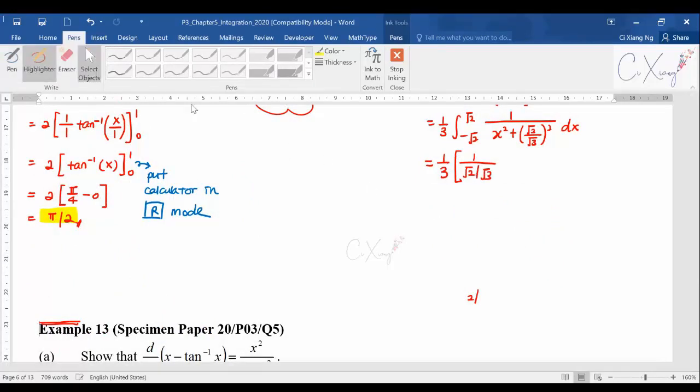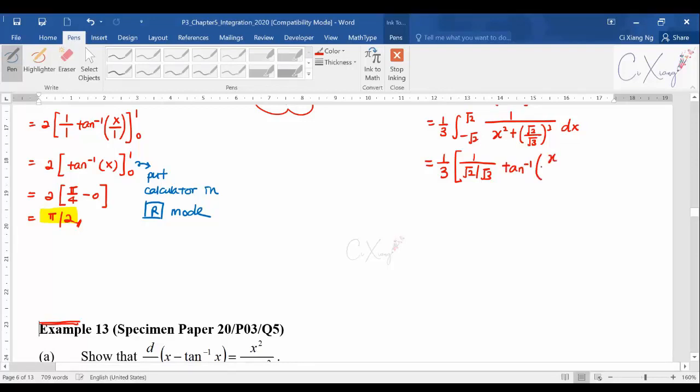Okay, and after that, what do I have? Okay, 1 over a, and then after that, I'm having tangent inverse x over 8. So x over square root 2 over square root 3. And then you need to substitute the value of square root 2 and negative square root 2 in your equation.